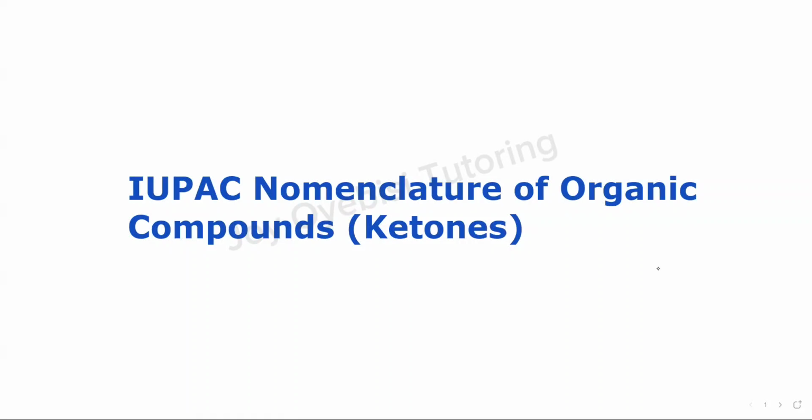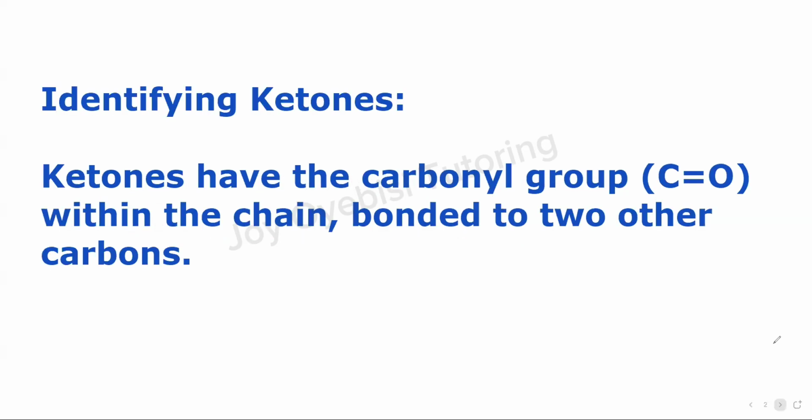In this video, I'm going to be showing you how to name ketones. How do we identify ketones? Ketones have the carbonyl group within the chain, and it must be bonded to two other carbons. So, for example, you must have the carbonyl group attached to two other carbon chains for it to be a ketone. C double bond O must be between two carbons. So once you see that, that tells you you're dealing with a ketone functional group.